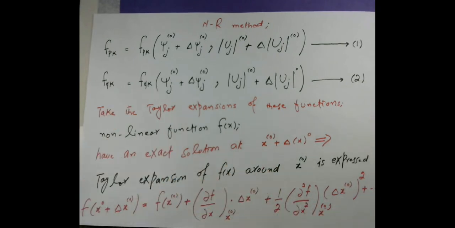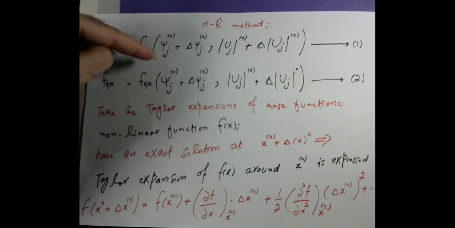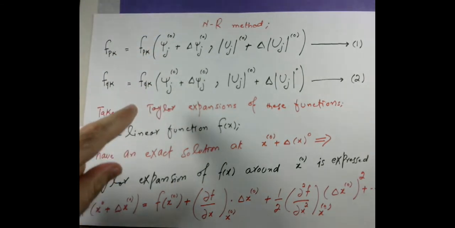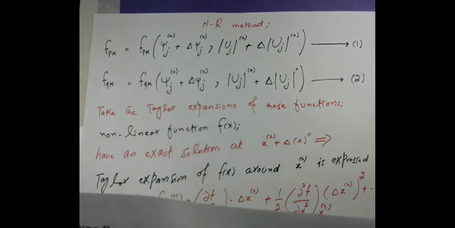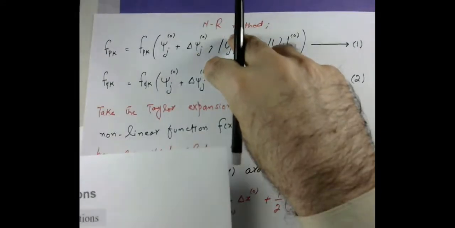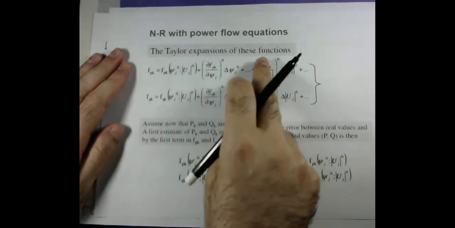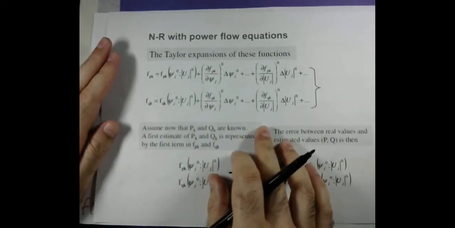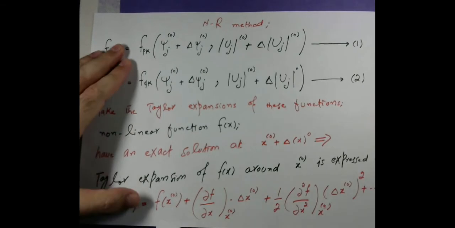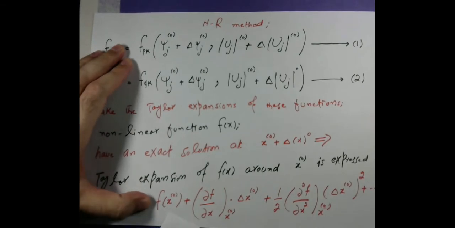Now, by analogy, we can take the Taylor expansion of the power flow equations. So let me take the Taylor expansion of these two power flow equations. It would look like that. It involves this term, then the derivative of the function with respect to x multiplied by the error, and then other higher order terms are also involved.